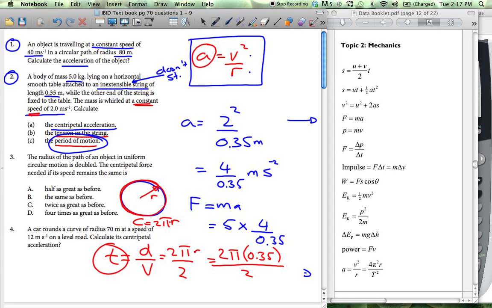Now notice your units here, it actually works out, because you want a unit of seconds. Let's just look at our units. We have r, that's in meters, and our velocity is in meters per second. So when we divide meters by meters per second, the meters cancel, and the second to the negative 1 comes up to the top and becomes just your seconds.